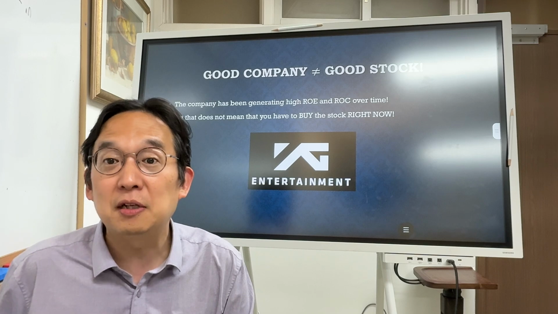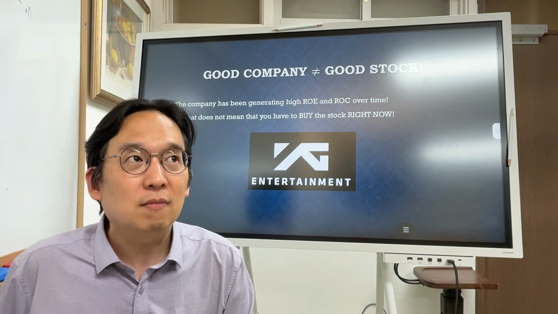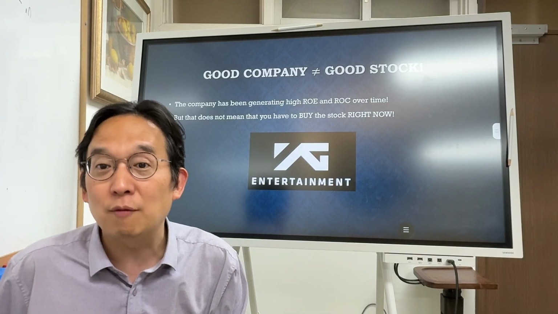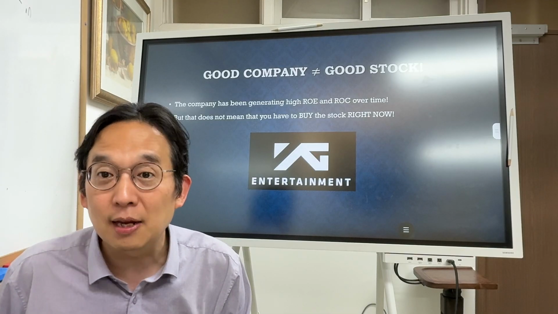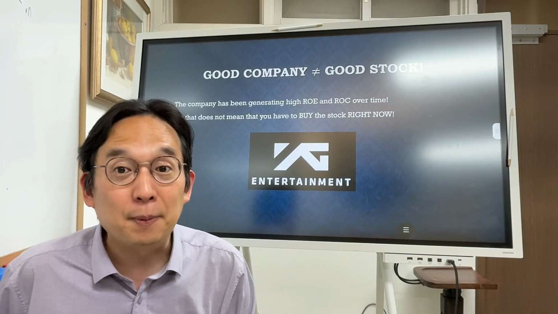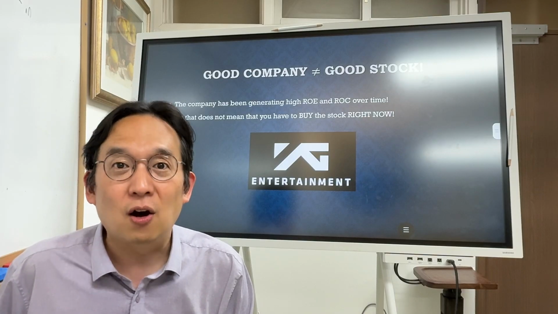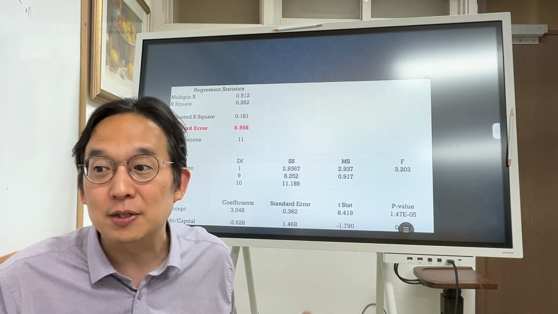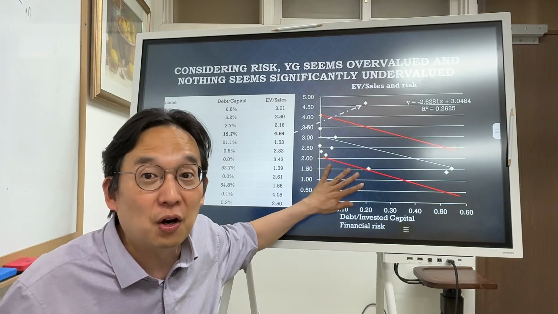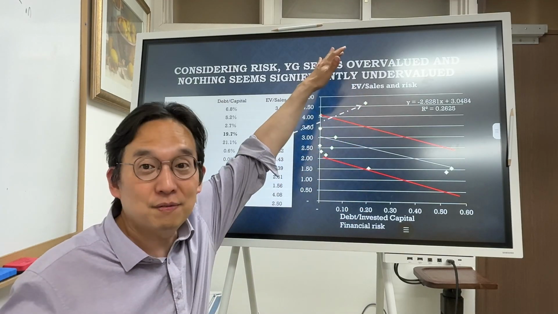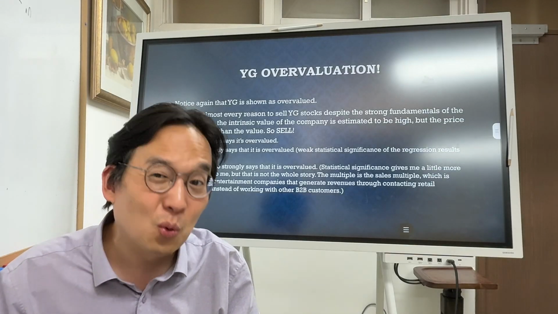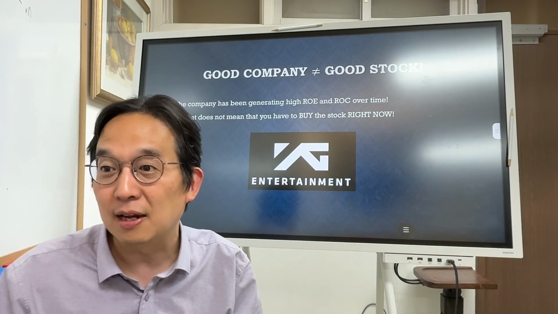So buy a good company that has its own meaning, okay? But that does not mean that you have to buy a good company all the time. Buy a good company only when it is undervalued. Okay, undervalued below this confidence band over here. Okay, if it is above, sell it, or at least hold it. Okay, so that's the thing.